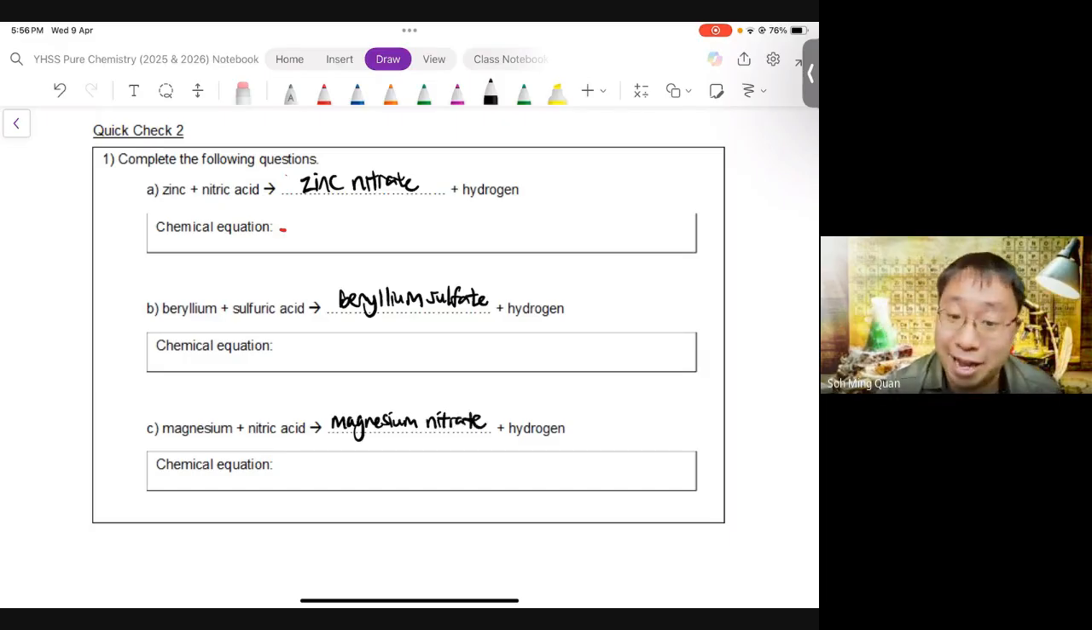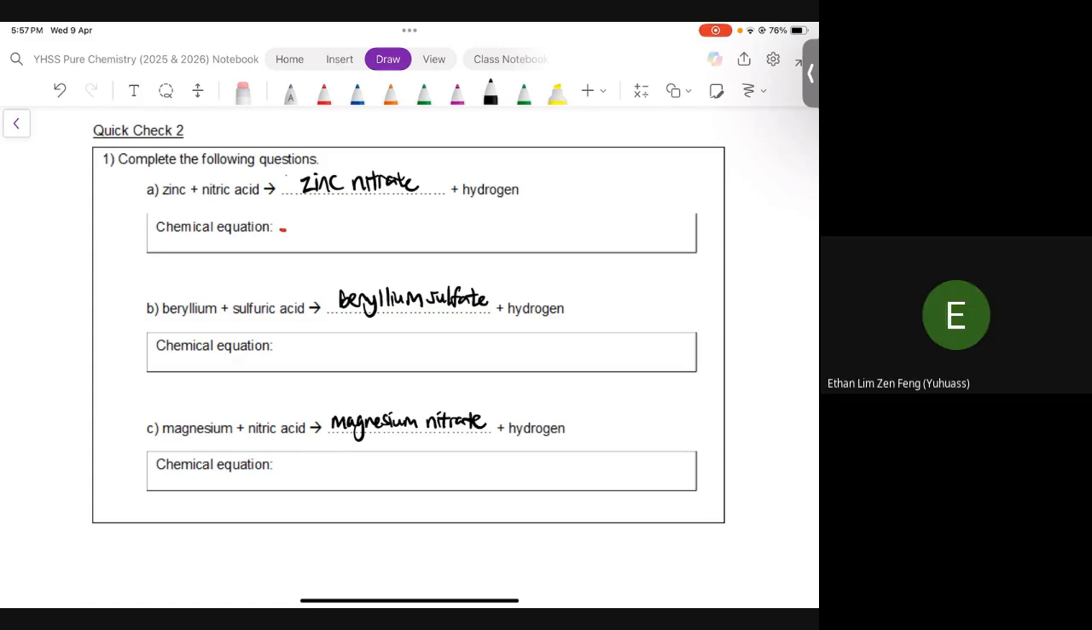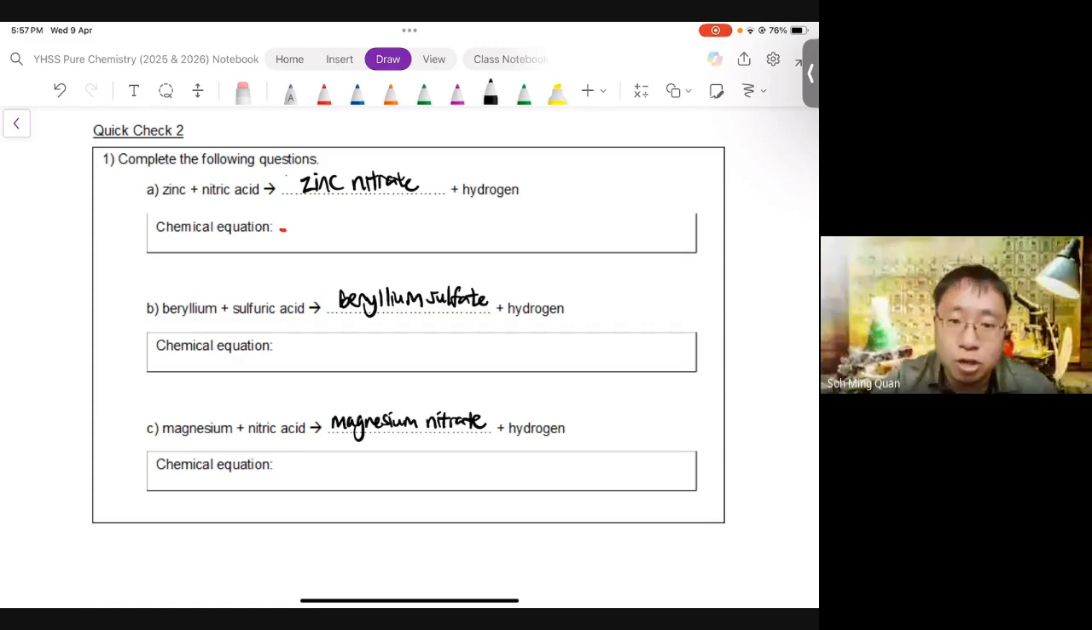Okay, so I hope you have made a start. You have deduced the names of the missing salt. So it's zinc nitrate for A, beryllium sulfate for B, and finally for C is magnesium nitrate. Those were the names of the missing salts. And now I shall write the equation quick. Now for the equations I'm going to write, I would also have included state symbols as a start. All right. So now let me show you the equations.